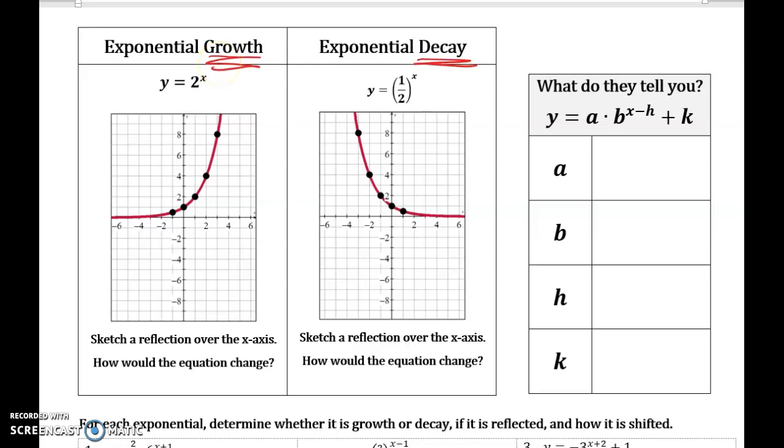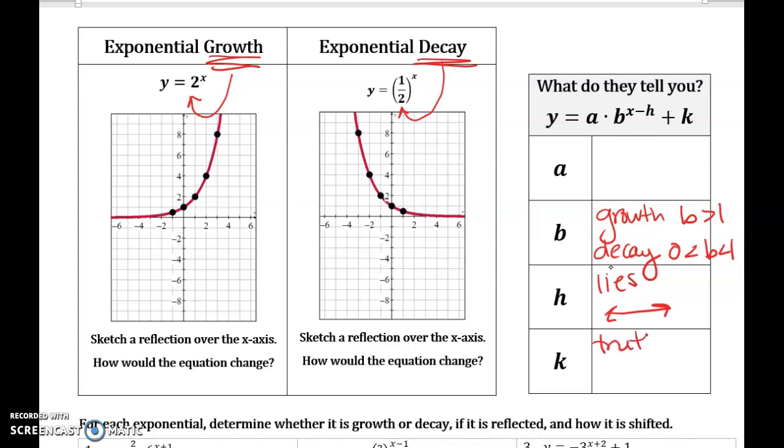How do you know what's what? The growth is a whole number, the decay is a fraction. It has to be the number that's right next to x. So b tells you your growth and decay. For growth, b has to be greater than 1, and for decay, it has to be between 0 and 1, also known as a fraction. Your h lies. This tells you your horizontal shifts. Your k tells the truth. This is your vertical shift, like always.